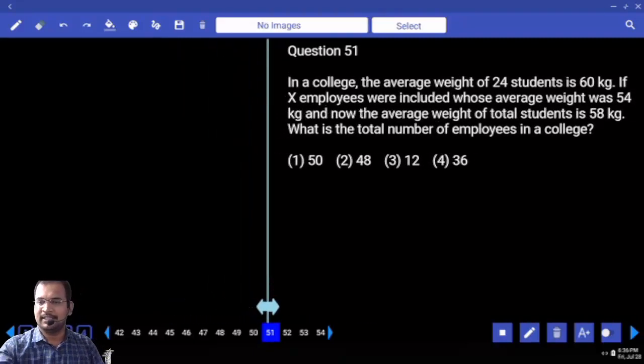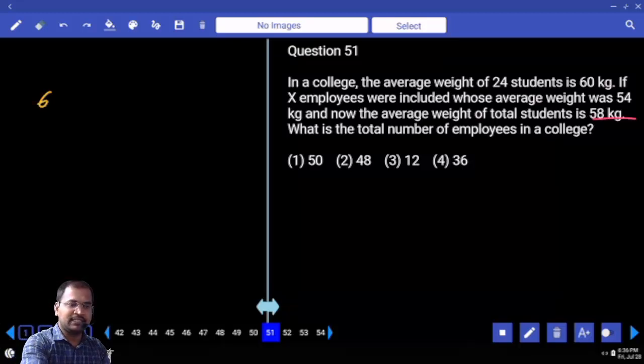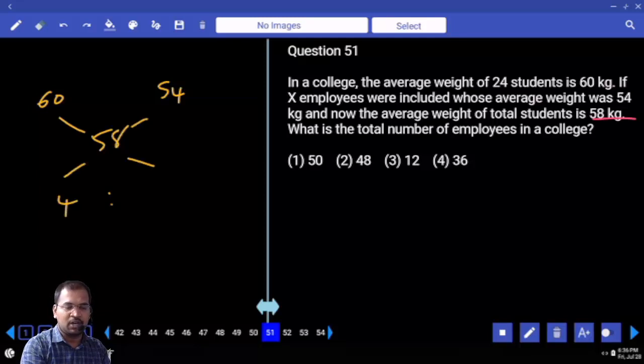In a college, the average weight of 24 students is 60 kg. If X employees were included, whose average weight is 54, the overall average weight is 58. So 24 students it is 60, X students is 54, and overall it is 58. So the difference is how much? The ratio is 2:1.